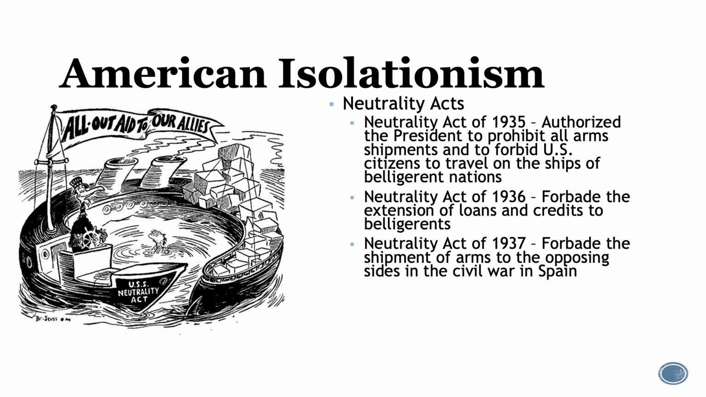So, continuation of American isolationism, we established the Neutrality Acts of 1935 to 1937. In 1935, it authorized the president to block all arms shipments and to forbid U.S. citizens to travel on the ships of belligerent nations. So we're starting to see Italy, Japan, Germany rise up as belligerent nations during this time. In 1936, we forbade the extension of loans and credits to these belligerents. And then in 1937, we forbade the shipments of arms to the opposing sides in the Civil War in Spain. Because remember, Spain was kind of doing its own thing at this point with its Civil War.